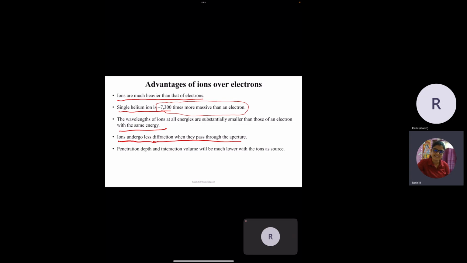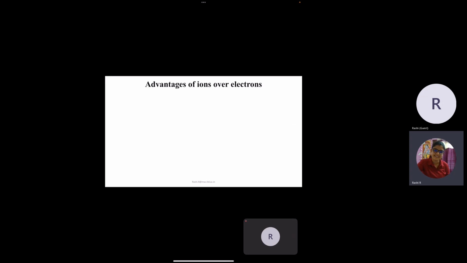Penetration depth and the interaction volume, as I just discussed, will be lower with ions as a source. Signal is produced only from 2 to 5 nanometers from the surface of the specimen, whereas in the case of electrons, we will have higher depth. The recoil effect, as I just discussed, is less in the case of ions than electrons. So ions have a lower energy beam range compared to electrons.